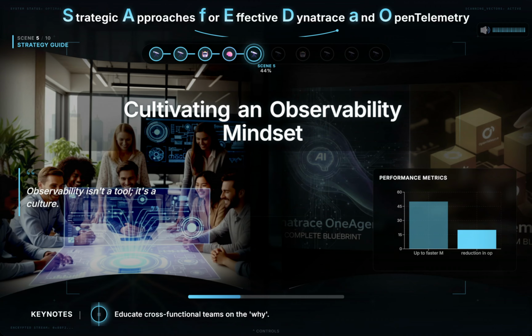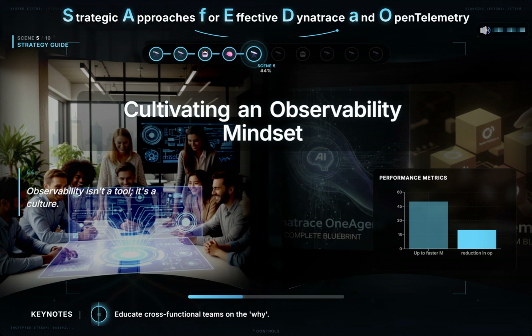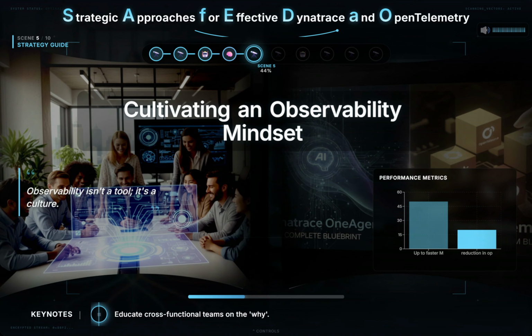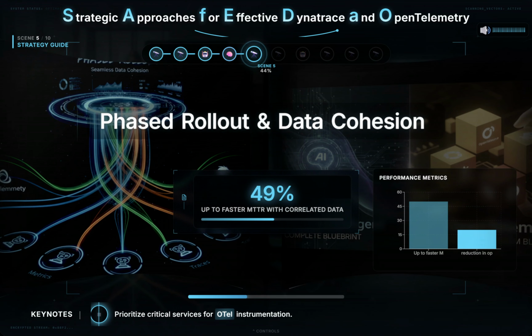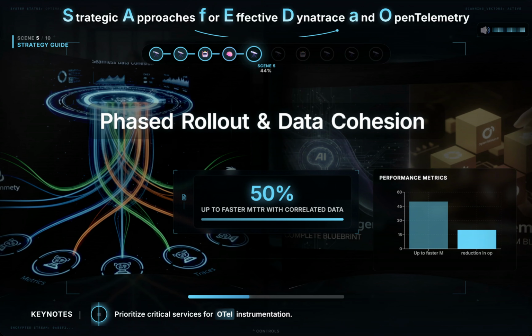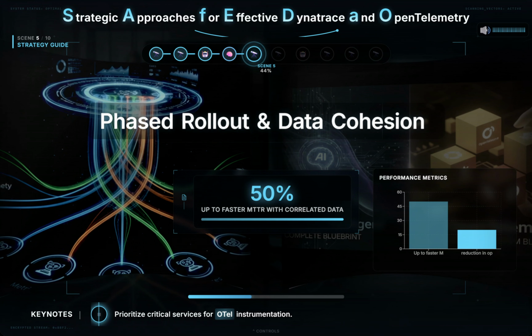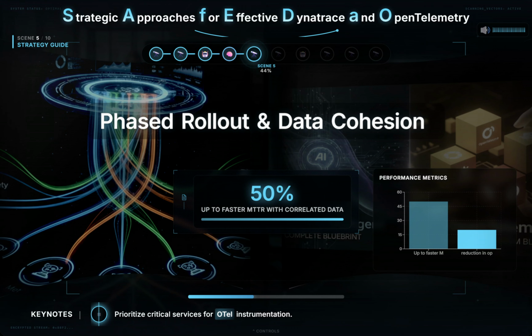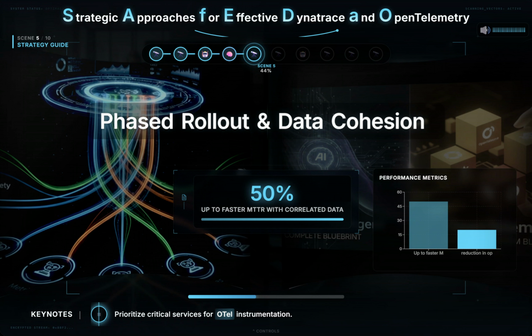Next, let's talk about the technical implementation itself. A phased rollout is often the most prudent approach. Don't try to refactor everything at once. Focus on instrumenting critical services with OpenTelemetry first, ensuring you're generating standardized, vendor-agnostic traces, metrics, and logs.